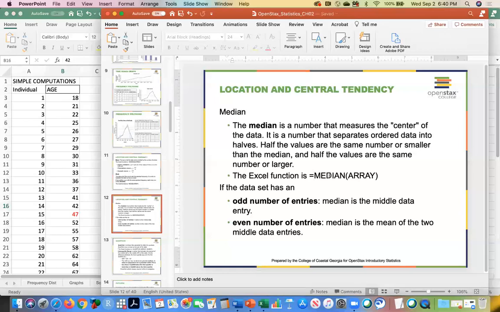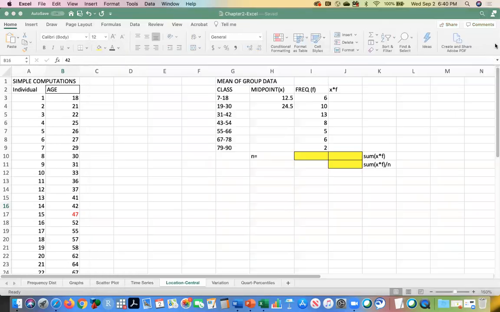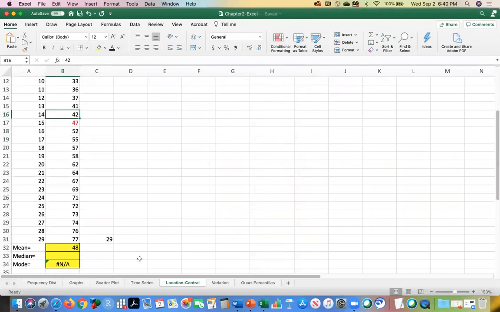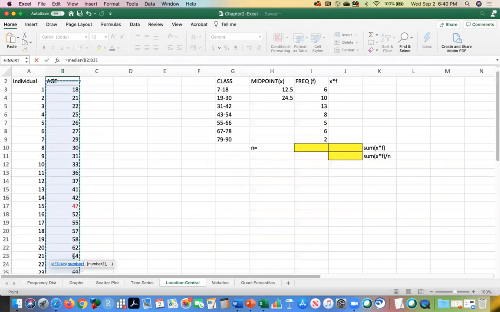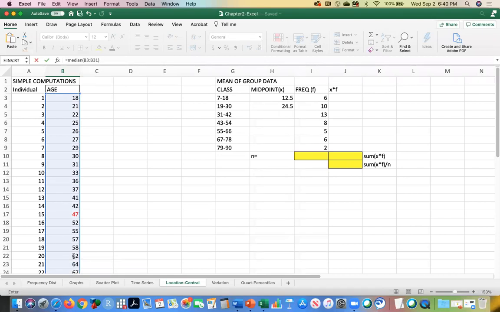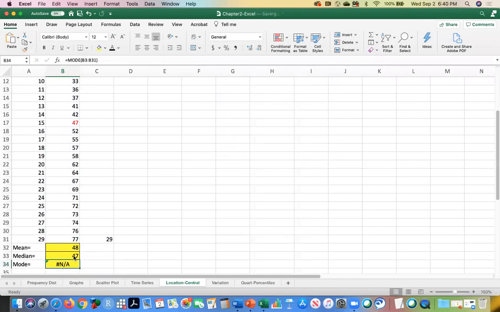But also we have this Excel function called median. Surprisingly, it's very easy to do. I'm going to ask Excel to find the median: equals MEDIAN, open parentheses. Once again, highlight all the information, close parentheses. So I have the median.